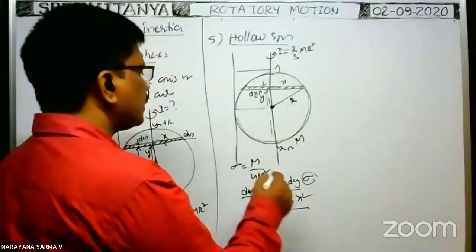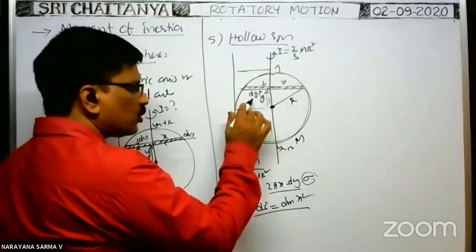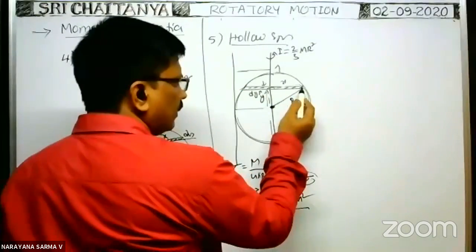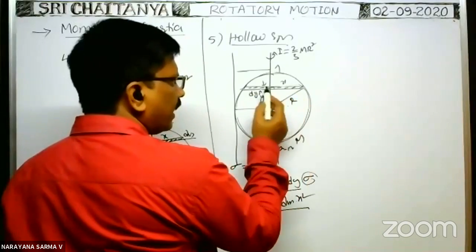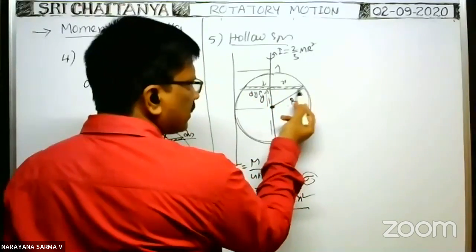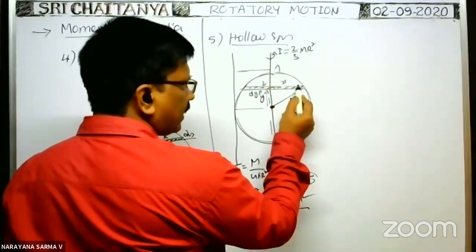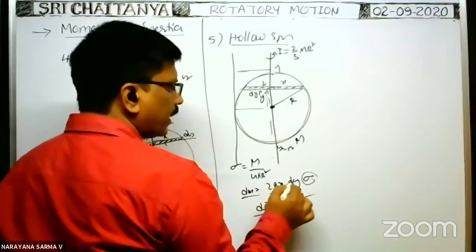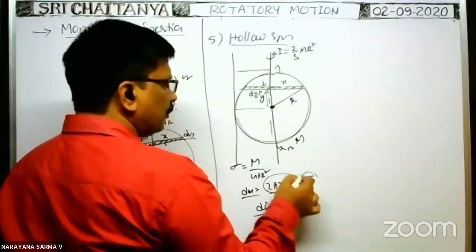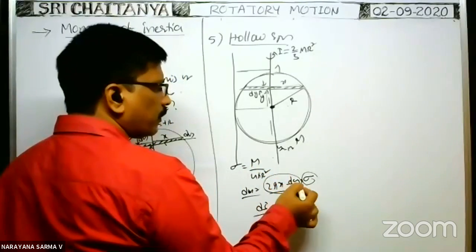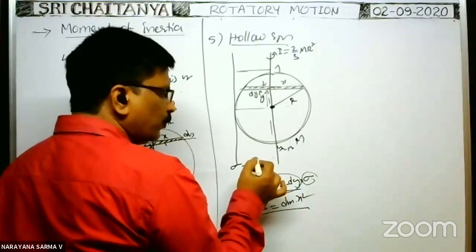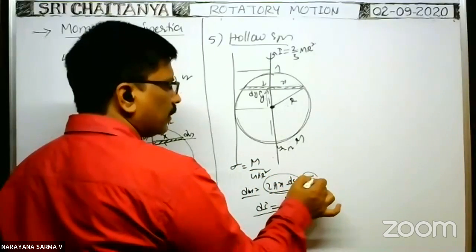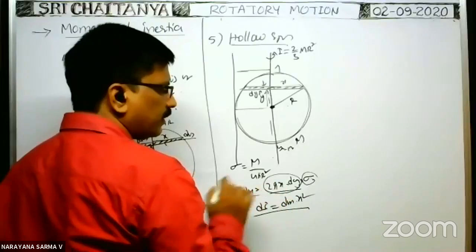Mass of the element, in case of a hollow sphere, as mass distributes only on the surface, then what is the area of this element? Area means the length of the element, the circumference 2 pi x because the radius is x, into width dy. That is the surface area. 2 pi x into dy is the surface area. For unit area, this is the mass. Then what is the mass for this area? Into sigma. That gives the mass of the element here.